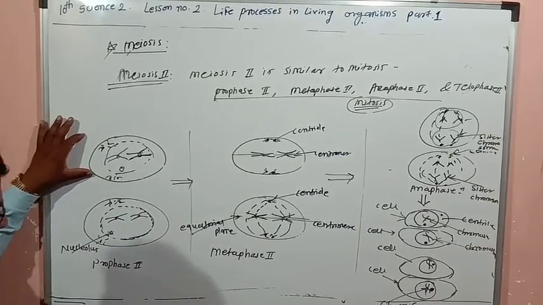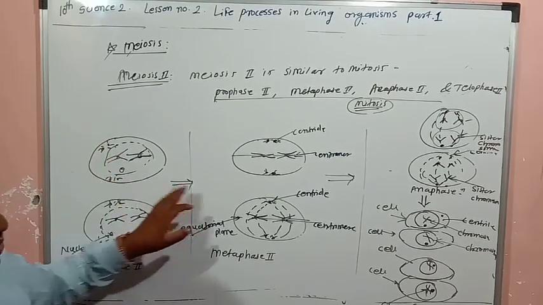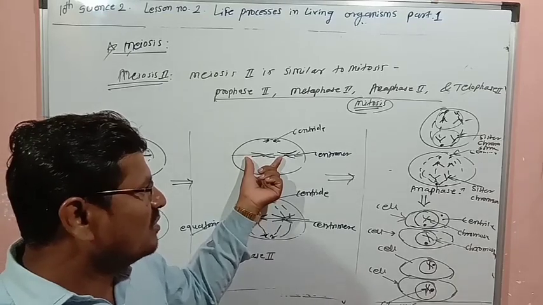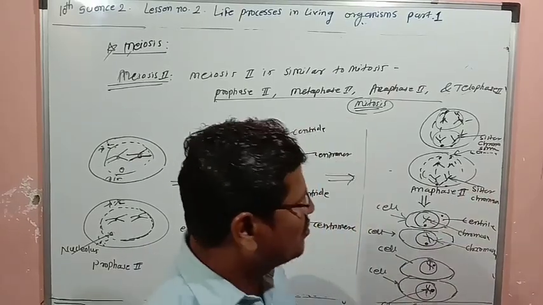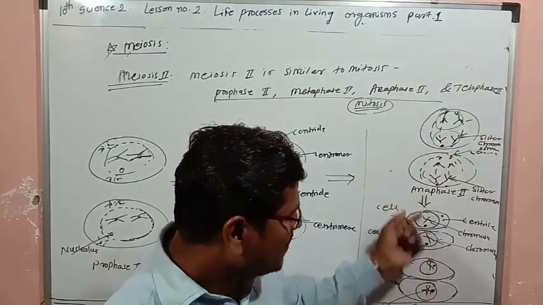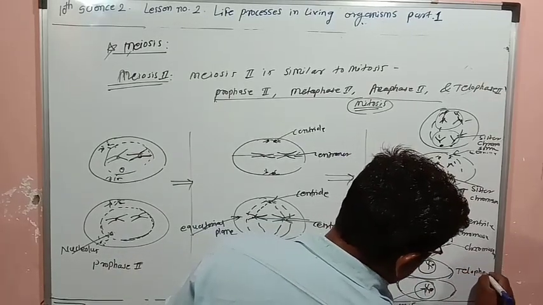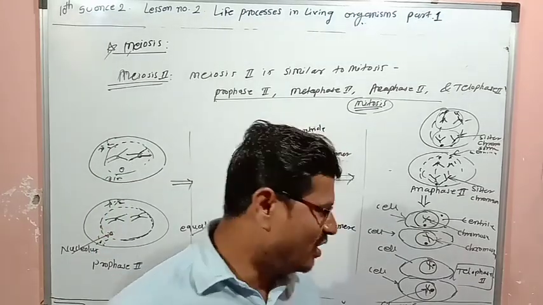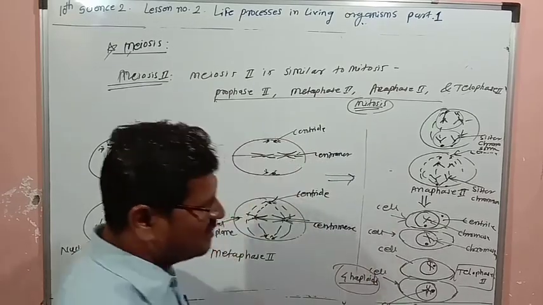In meiosis first, two daughter cells were produced, each having two chromosomes. After metaphase second, the chromosomes are brought to the equatorial plane. In the anaphase second, these chromosomes split, and sister chromatids move upward and downward. In telophase second, 4 haploid cells are produced, and these haploid cells are called gametes.